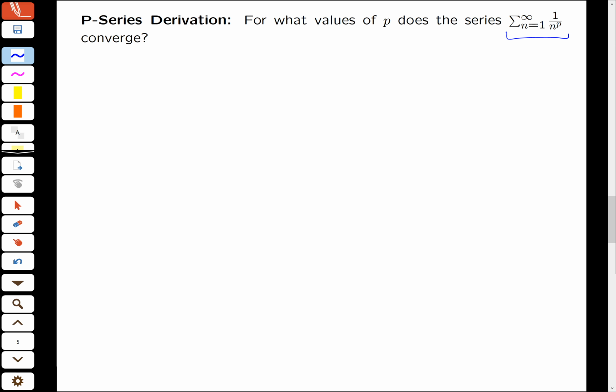Okay, so let's apply the integral test. In this case, my f of x is 1 over x to the p. And we are assuming that p is some value bigger than 0. It's not going to be negative. What I want to know is, is f continuous for x bigger than 1? Will you ever divide by 0 if x is bigger than 1? No. So f is continuous for x greater than or equal to 1. Is f positive for x greater than or equal to 1? Yes.